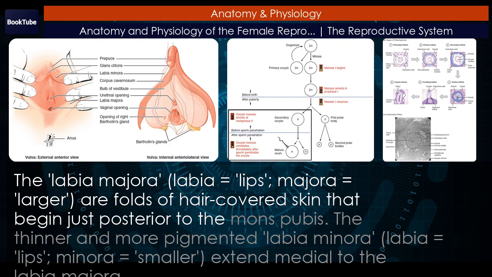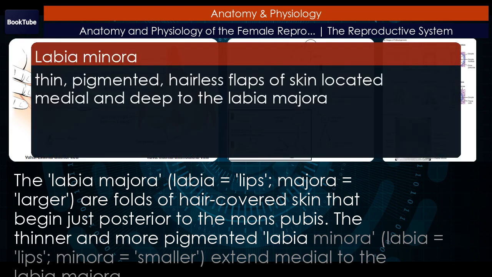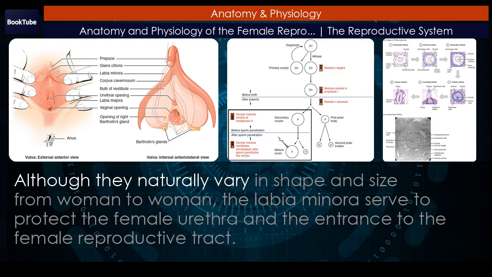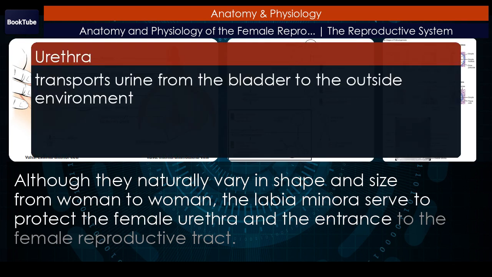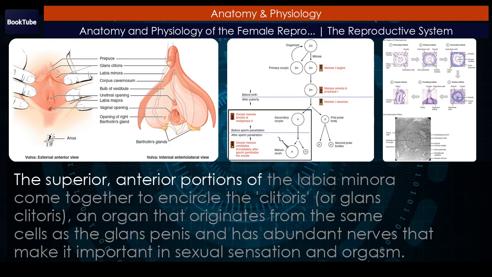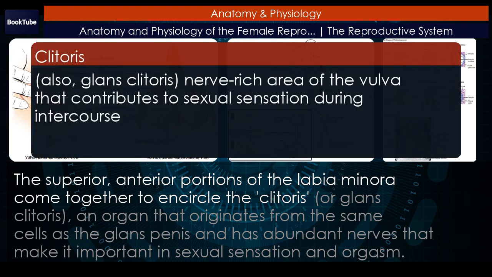mons pubis. The thinner and more pigmented labia minora (labia equals lips, minora equals smaller) extend medial to the labia majora, although they naturally vary in shape and size from woman to woman. The labia minora serve to protect the female urethra and the entrance to the female reproductive tract. The superior, anterior portions of the labia minora come together to encircle the clitoris.